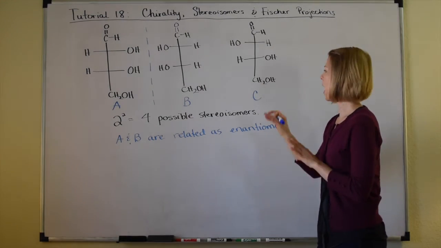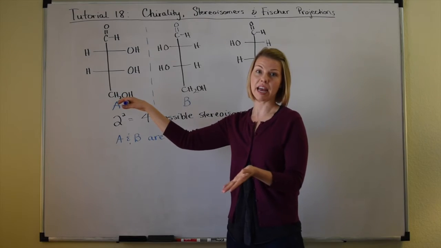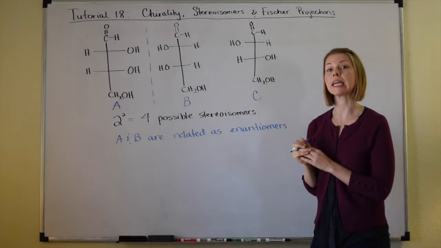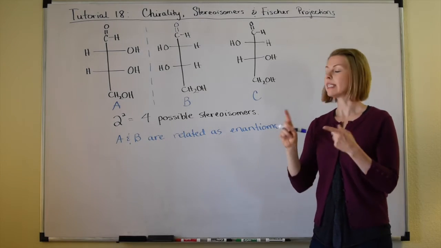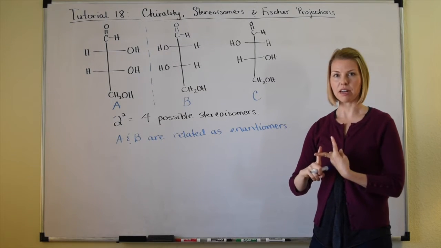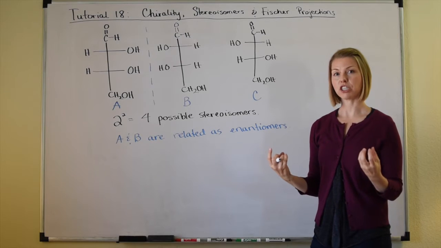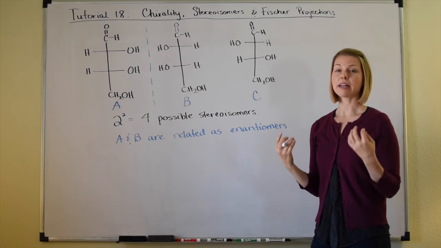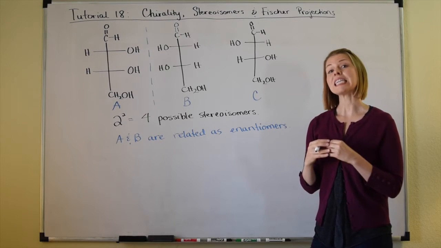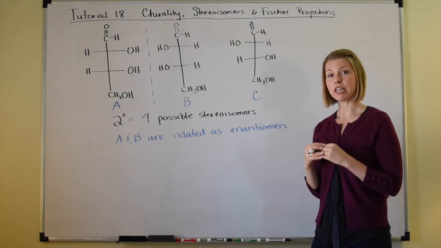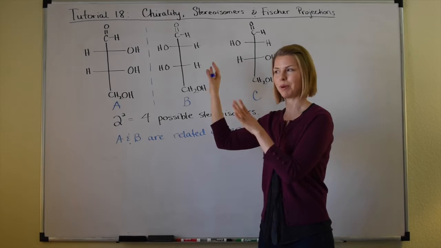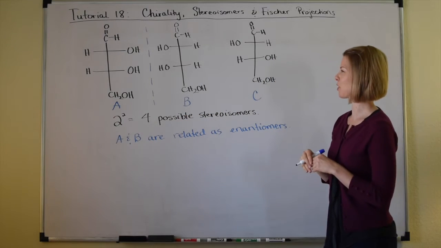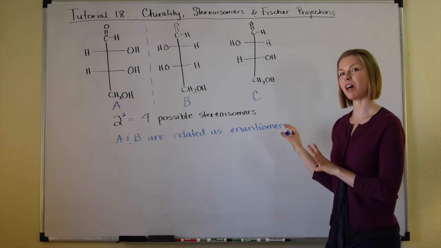Okay, so how does C relate to A or even B? Well, clearly they are stereoisomers. Same molecular formula, same connectivity of atoms, but they differ three-dimensionally somehow. Molecule C is not a mirror image form of either A or B. Okay, if it were, then it would be identical to the other enantiomer over there. Okay, so it is a different molecule.